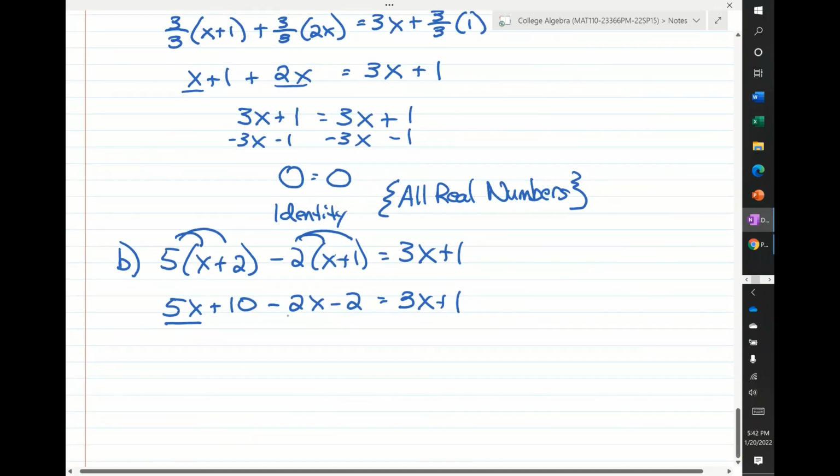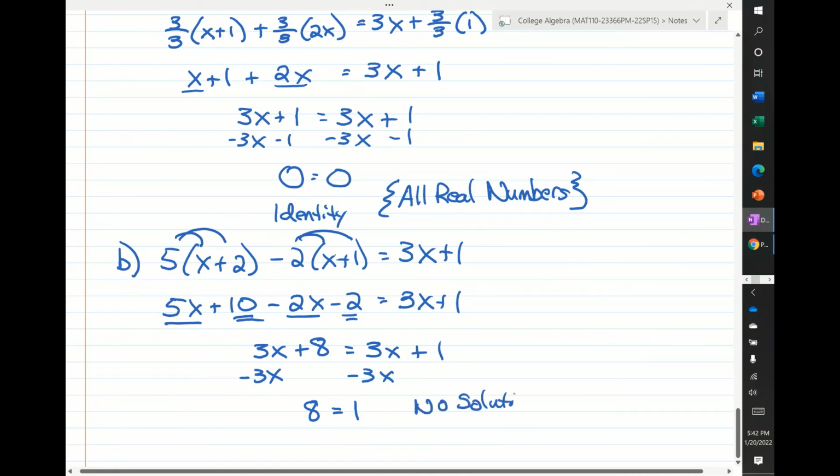Combining like terms, 3x plus 8 is equal to 3x plus 1. And if we try to solve it, we just get 8 equals 1, which is not true. You can say that there's no solution. Draw that null set like that.